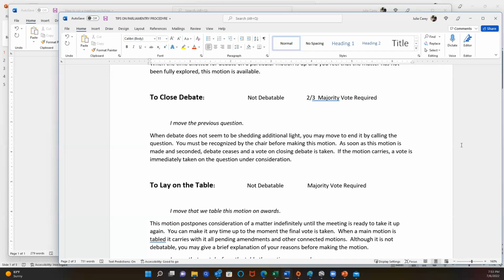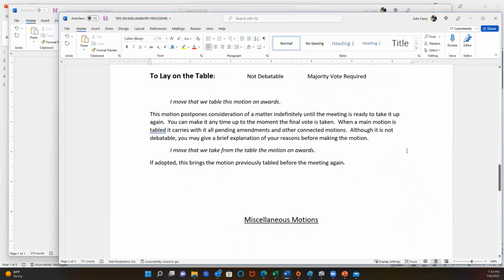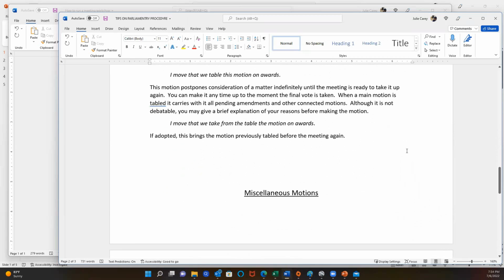To keep from having to take the 2/3 vote and calling the question, if it seems to you as chair that everyone's pretty much said what they want to say, you can just go ahead and repeat the motion and say, go and take the vote, because that way you save yourself having to get a 2/3 majority to close the question. I think we've already covered to lay on the table, and it's not debatable, the majority vote.